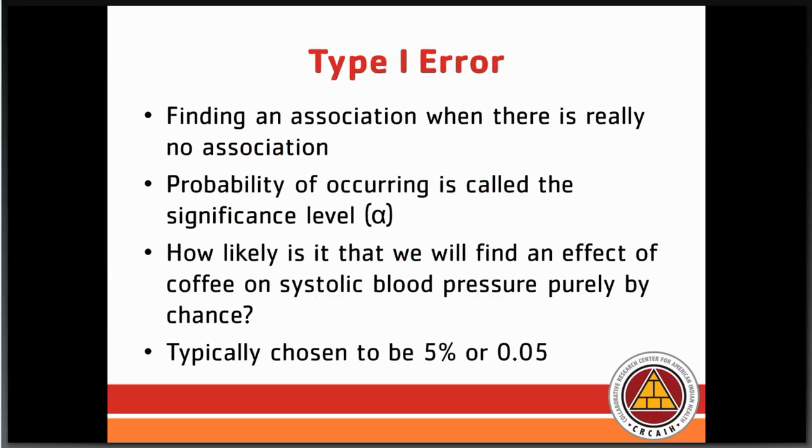A type 1 error occurs when a researcher detects an effect that is not present. This is sometimes referred to as a false positive. The probability of a type 1 error occurring is called the significance level for a test, or alpha. For our problem, we could think of this as asking, how likely is it that we will find an effect of coffee on systolic blood pressure purely by chance? The acceptable cutoff level for the significance level is typically chosen to be 5% or 0.05.